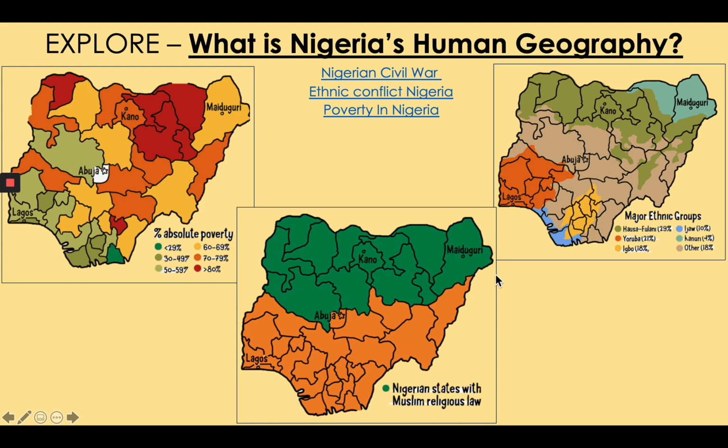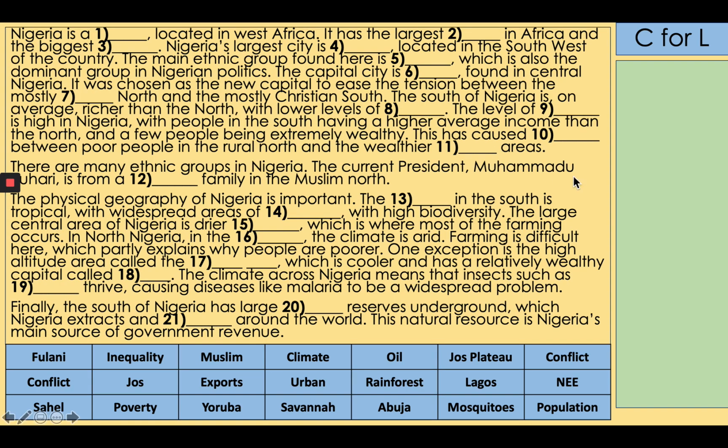Time to practice. Please write 1 to 21 in your books. Read the paragraphs, put the words in the gaps, and then, once you've attempted every gap, mark your answers. Go for it. Pause the video.